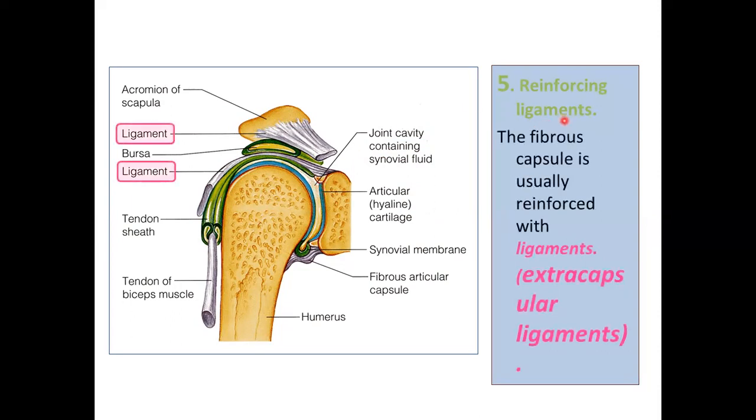Now, there are reinforcing ligaments. The fibrous capsule is usually reinforced with these ligaments. These are basically extracapsular ligaments.